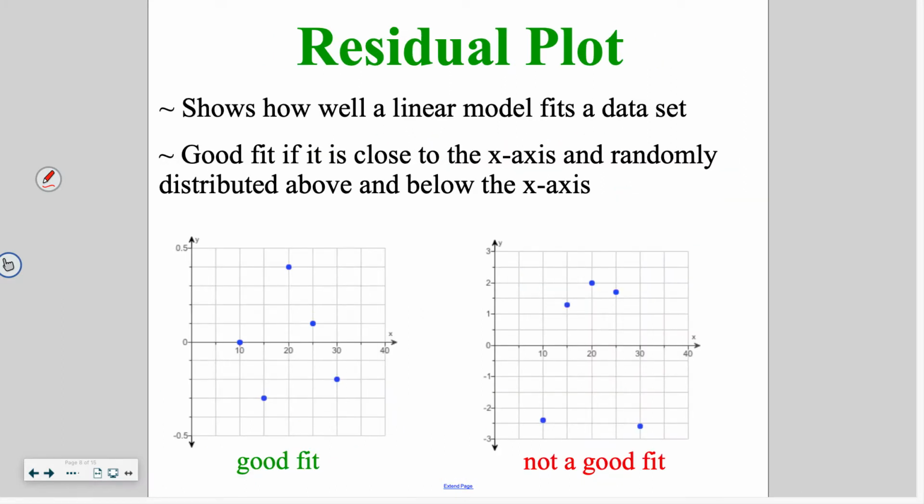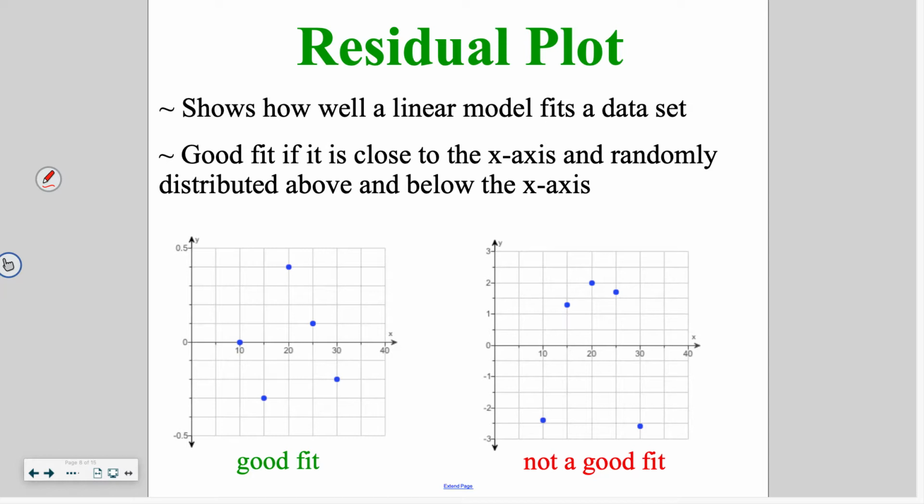The next thing we can do with our residual values is put them into a graph. These graphs are called residual plots, and they help us determine if a linear model actually fits a set of data. Our residual plots show us a good fit when our values are close to the x-axis and they're randomly distributed above and below. The reason we want them close to the x-axis is our x-axis stands for 0, or a residual of 0. That means our actual data point matches our predicted data point perfectly. That would be the hope, that all of our points match perfectly.